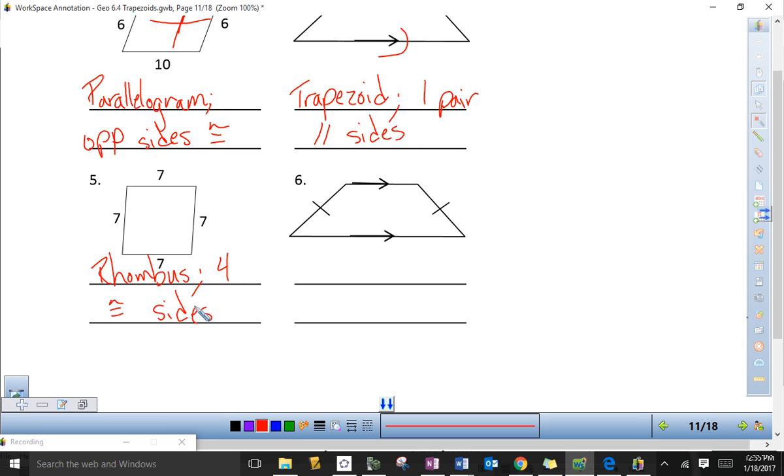The next one looks like number 2 above almost, but one more thing is marked. From above, with these parallel sides, I know it's a trapezoid. What I want to know is, can I be more specific based on those two tick marks? The answer is yes, I can be more specific, because it's not only a trapezoid, but it's an isosceles trapezoid.